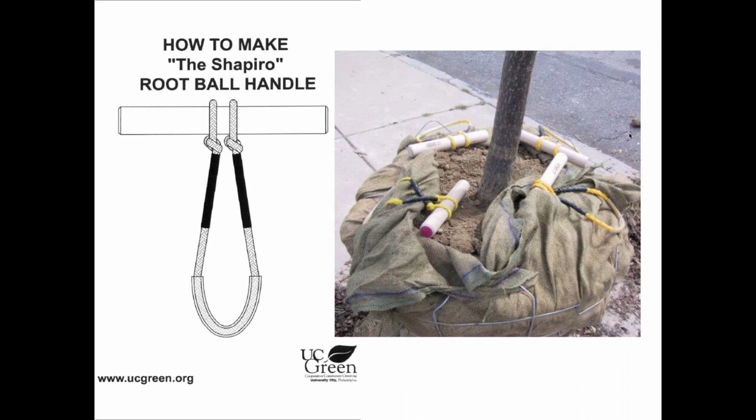And so what I came up with was something a little more sophisticated, which was a wood dowel and a loop of polypropylene plastic rope. My handle is comfortable on hands. Because it has a longer dowel, you can put two hands on the handle and get a good secure grip. And because of the length of the rope, which attaches through the loop of the wire basket, you can lift keeping your back straight and lifting with your legs.